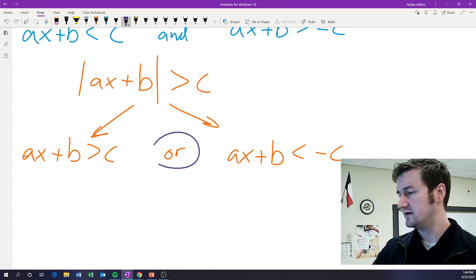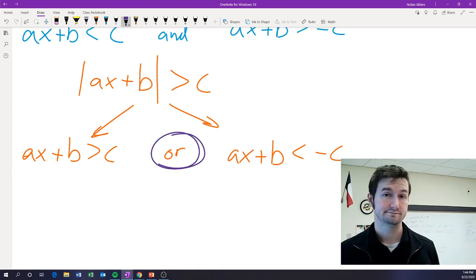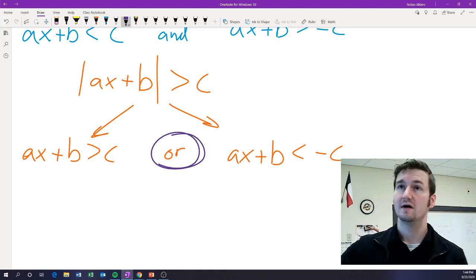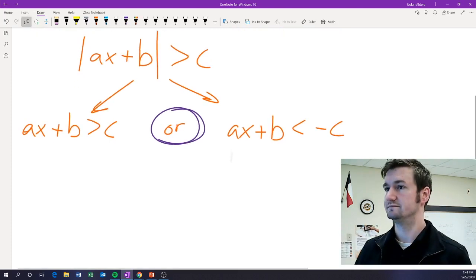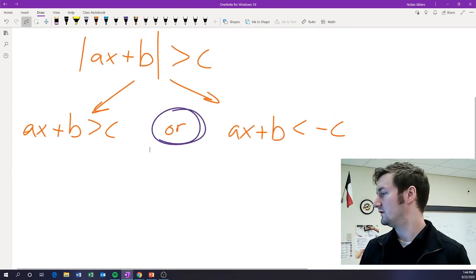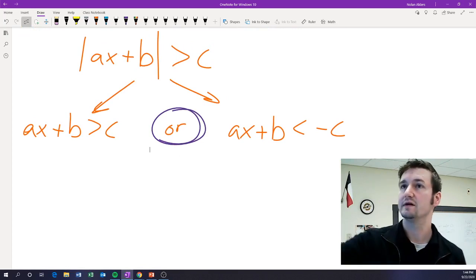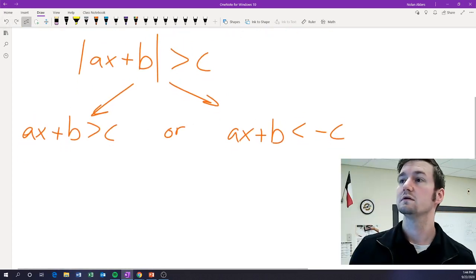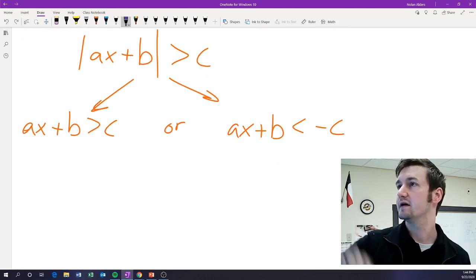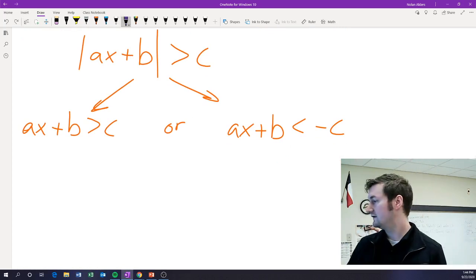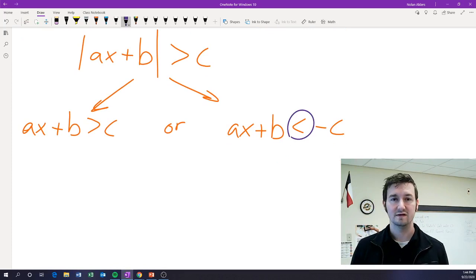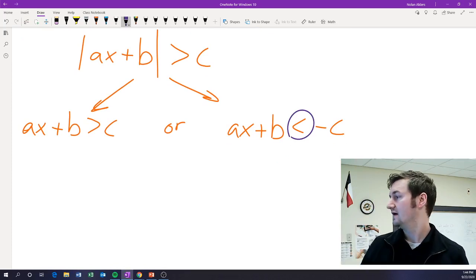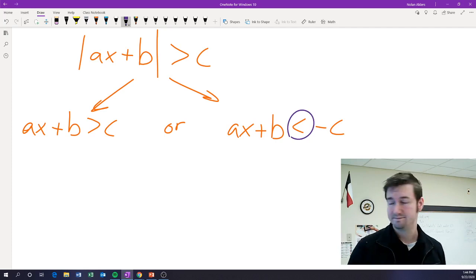Notice also we're connecting with the word "or" this time. So we're not using the conjunction "and" like we did before, but we are using "or". Also, if we look at that other side over there, we switched the sign again. So we flipped the sign from what it was originally. It was originally a greater than sign, and now we're making it a less than sign.